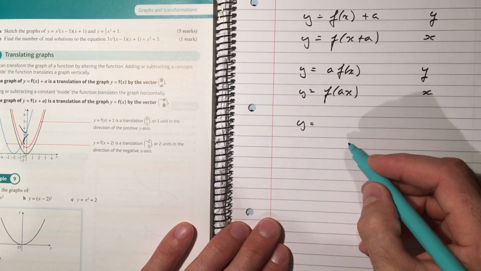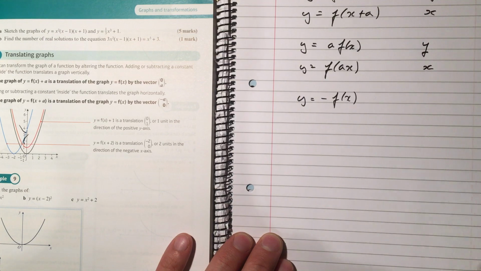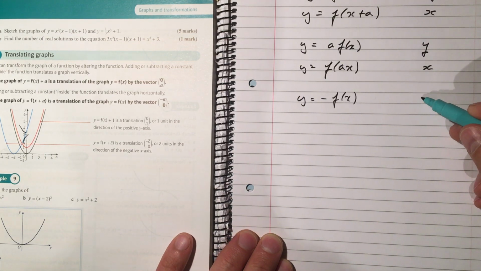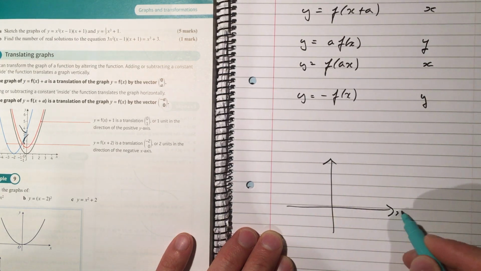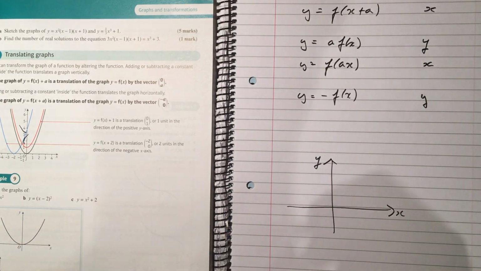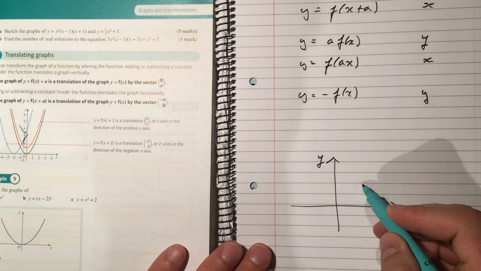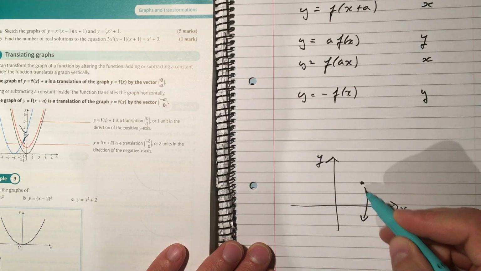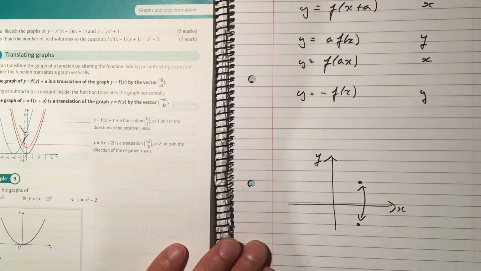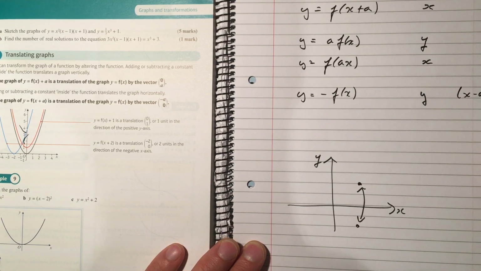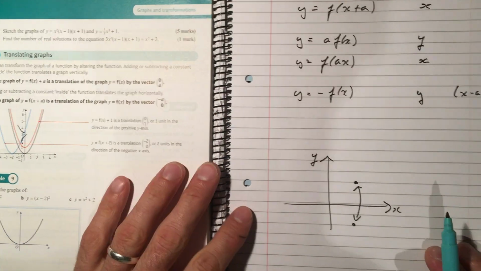y equals minus f of x. Now this one, I'm going to claim is a y direction reflection. Some people that I teach like thinking of it this way, other people find this confusing. I like this pattern. It's always in the y direction. If you're going in the y direction, that point there would be reflected to down here. So it's a reflection in the x-axis. A y direction reflection is an x-axis reflection.